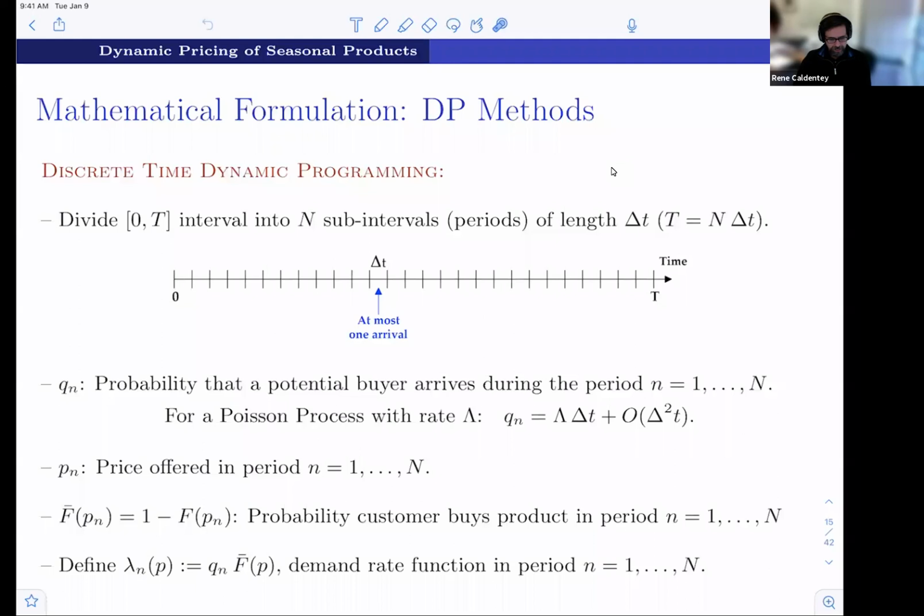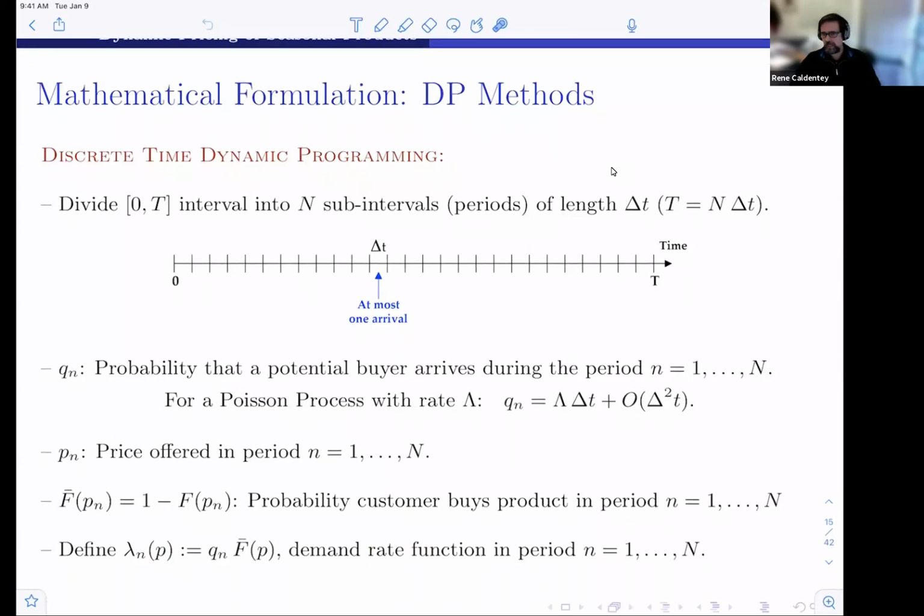And then we're going to multiply this probability of purchase with this probability of arrival to define this quantity lambda n of p, which is essentially the selling rate, the demand rate that you face during period n, right? So you're going to have a transaction if two things happen: a customer arrives and the customer buys. So the product of these two things is the probability at which you're going to be selling during that period. And because we're looking at these periods through the optic of this delta t, we can think of this as selling rates during that particular period. All right, okay, so that's how we discretize.